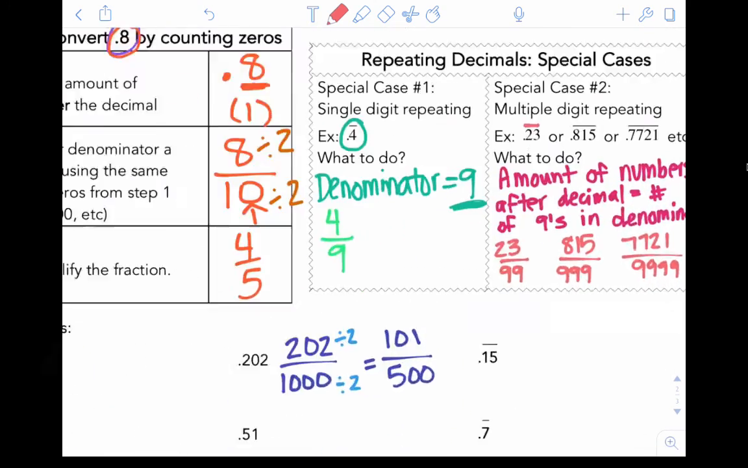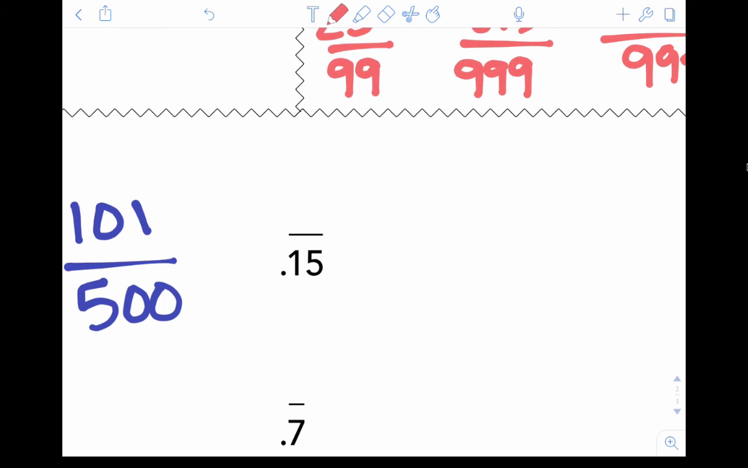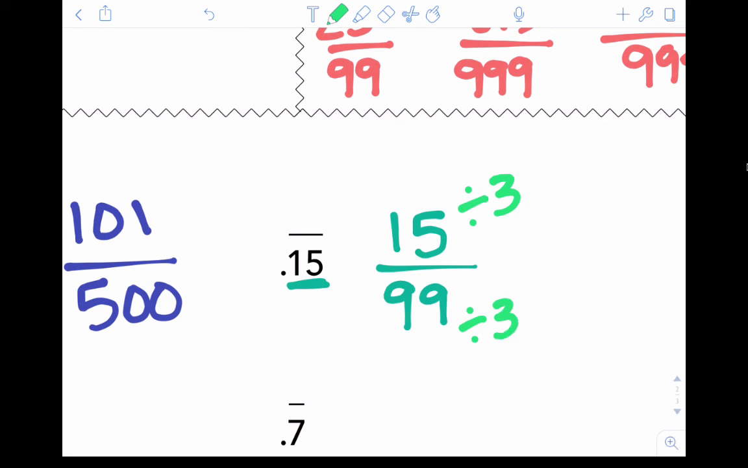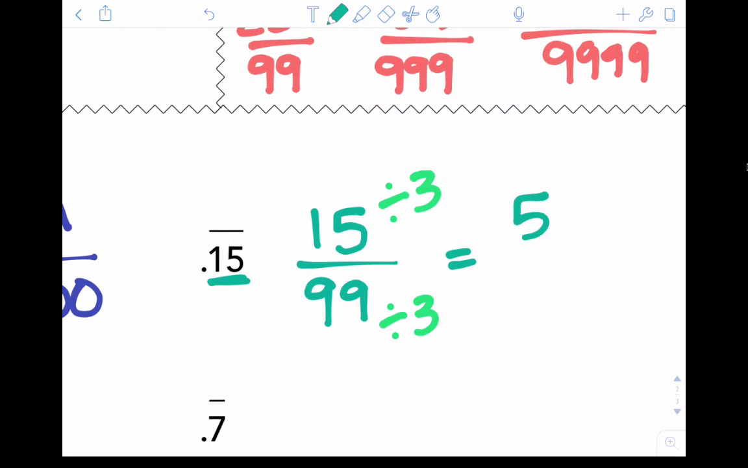So now let's go back to this example, 0.15 repeating. Now that we know those special cases, we know that our denominator is going to have 2 nines since there's 2 numbers in the repeat, and our numerator is 15. Now we're not quite done with this problem because we can simplify this. We can divide both the numerator and denominator by 3. When we do that, 15 divided by 3 is 5. 99 divided by 3 is 33. That fraction is simplified, so that's all we do on that problem.